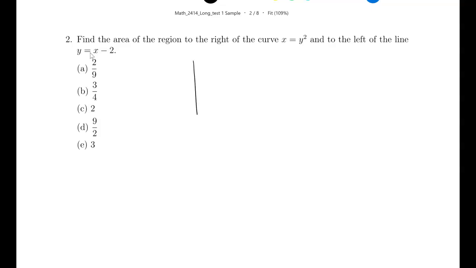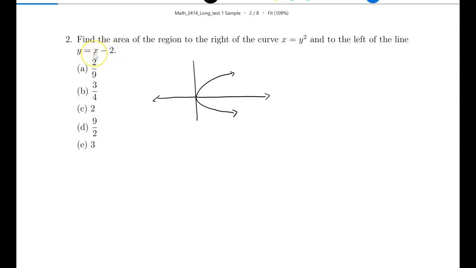Okay, so let's graph x equal to y squared. x equal to y squared is this parabola here. And then let's have the line y equal to x minus 2. When graphing a line, you just need 2 points. So you would plug in a value for x. Say for instance, when x is equal to 0, what is the value of y? y is equal to negative 2.